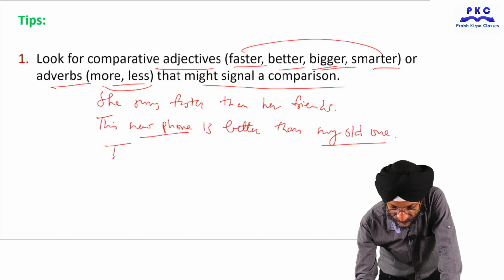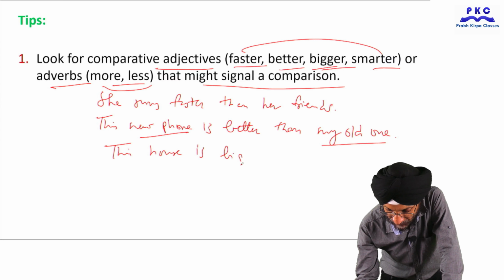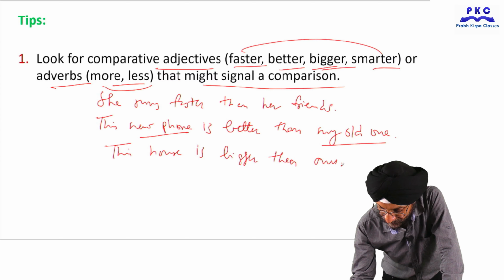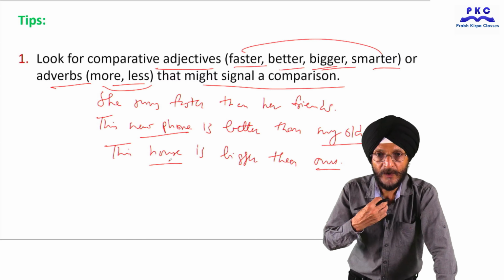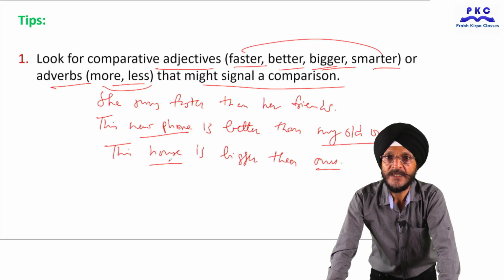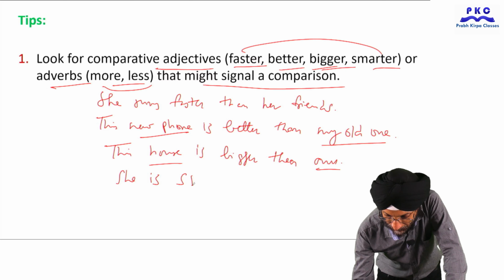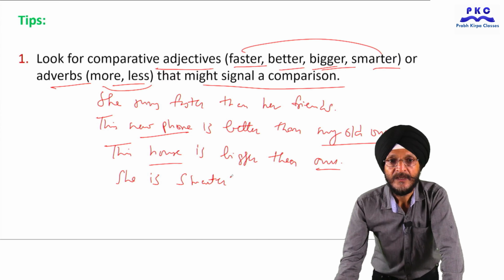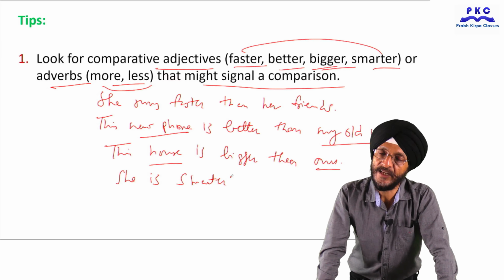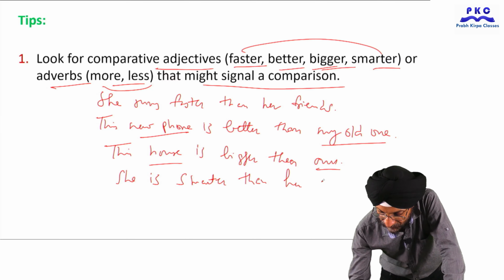Bigger. This house is bigger than ours. Between our house and the house we are talking about here, the comparison has been made. Smarter. She is smarter. If we write up to this, the sentence is incomplete. The comparison is incomplete. She is smarter than her brother.